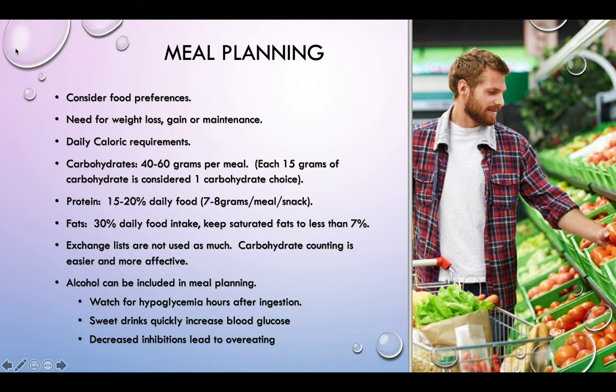Do you see what I mean? It's going to let you fall really, really low before it does any good. So you should always have a meal when you drink. Men are only supposed to have, I think, 2 drinks and ladies just 1. You just need to be careful. Sweet drinks quickly increase your blood glucose. And, of course, alcohol decreases your inhibitions, and then you overeat.